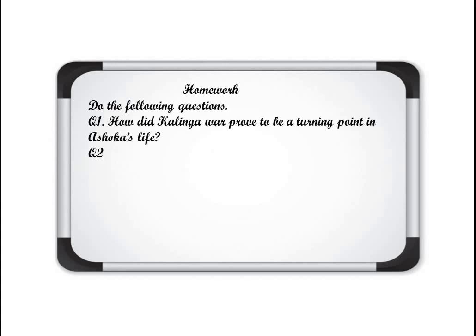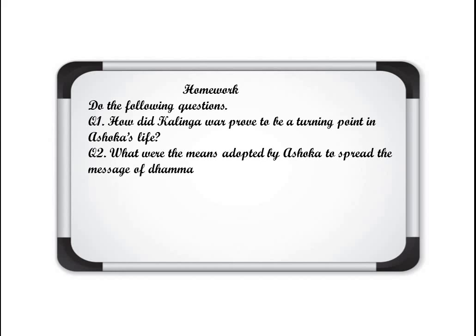Now it's time for homework. The questions you will attempt in today's homework are: number 1, how did the Kalinga war prove to be a turning point in Ashoka's life? Number 2, what were the means adopted by Ashoka to spread the message of Dhamma? You will write the means here: he appointed officials and sent them to other lands also. So you will write these different means here.